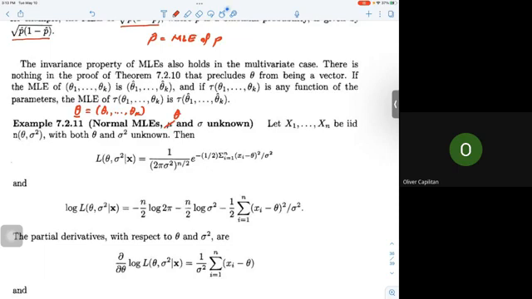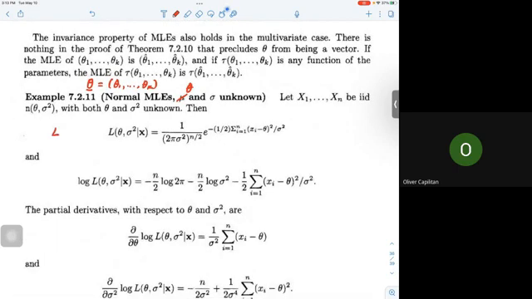Then the likelihood function of our parameter. Our sample is a vector, and our parameter is also a vector. You can specify the vector of theta, we have these parameters, theta and sigma square. These are its components, theta and sigma square. Okay, so this is our likelihood function.